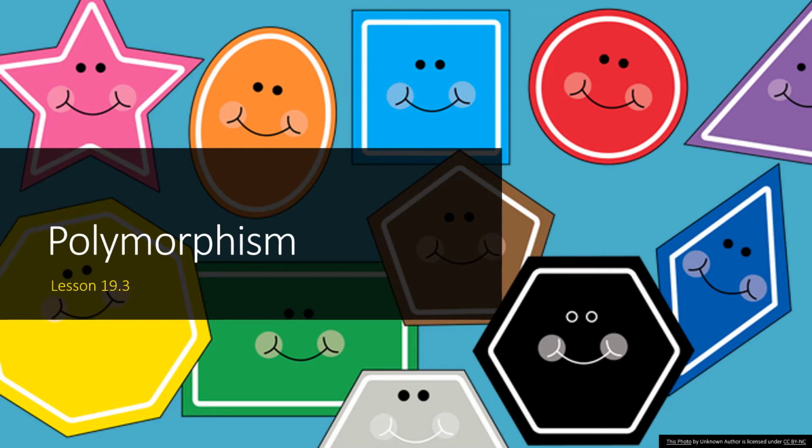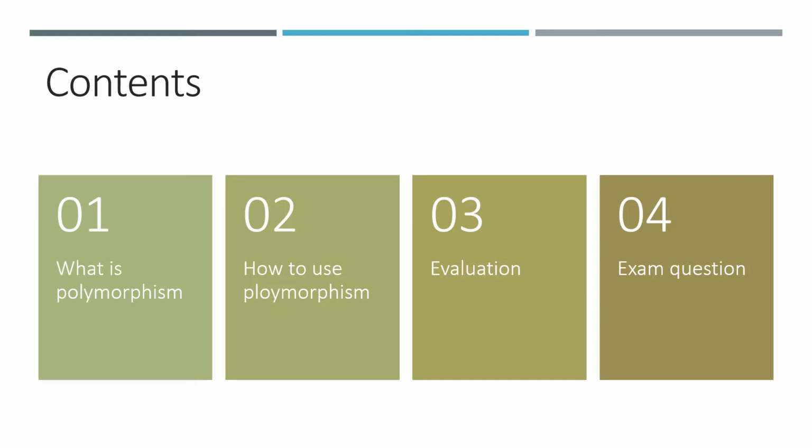It's the next one in our series on different features of object-oriented programming, and this short lesson will deal with polymorphism. In this lesson you'll find out what polymorphism is and how and why it is used by programmers, and we'll finish with the exam question that we looked at last lesson.